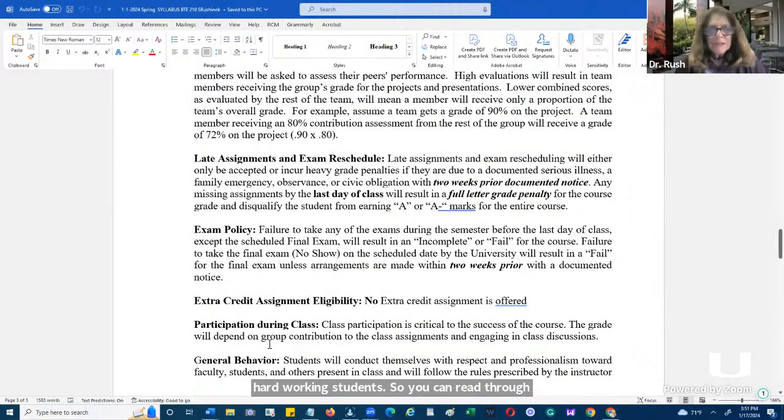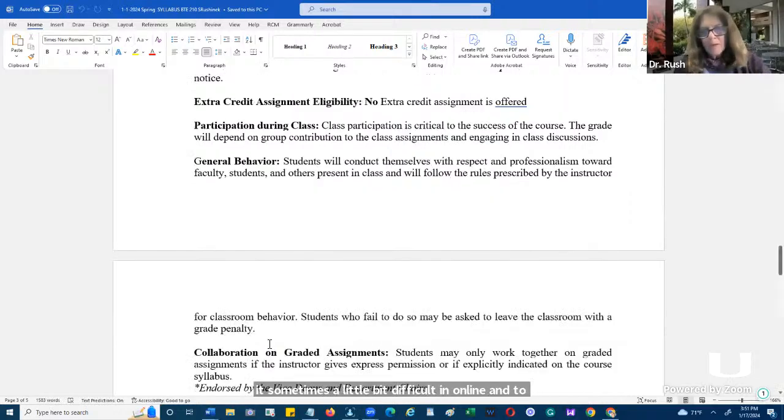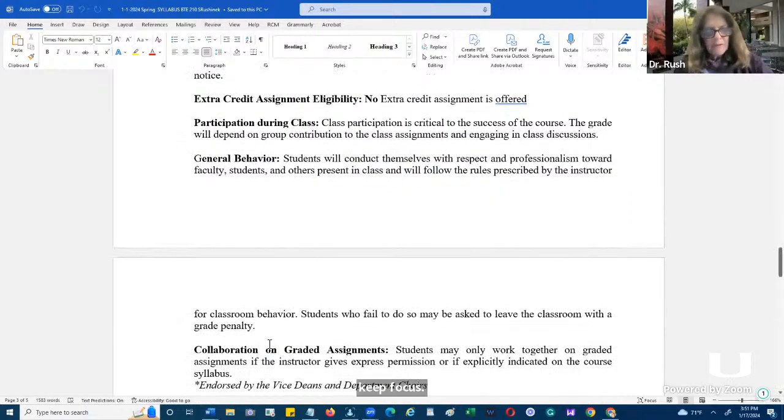Exam policies. Let me tell you about the exam policy, and put a note there for everyone. Our exams are in person. Our exams are going to be in the business school, in the computer labs. We will meet physically for exams, and we'll talk about that. Class participation is going to be critical. I'll call on people. If you have issues, please announce it. Sometimes it's a little bit difficult online to keep focus. Of course, I expect everybody to have respect for one another.